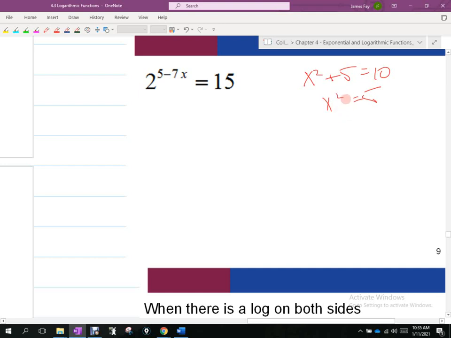You would square root, because that is the what. Square root is the what of x squared? It's the inverse. So here, once I isolate the variable term, I'm going to use the inverse of the exponential. What is the inverse of the exponential? Logarithm. So we're going to use the logarithm here.